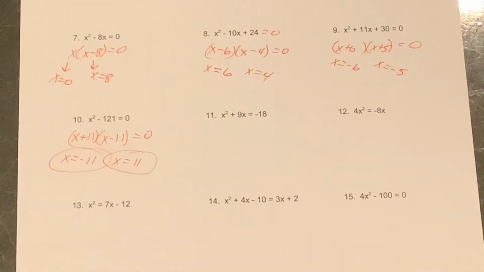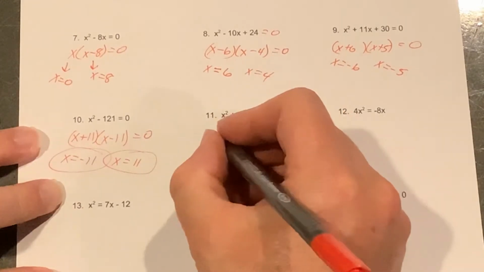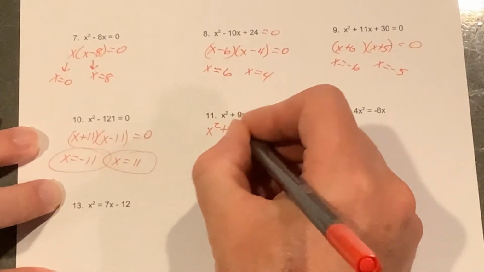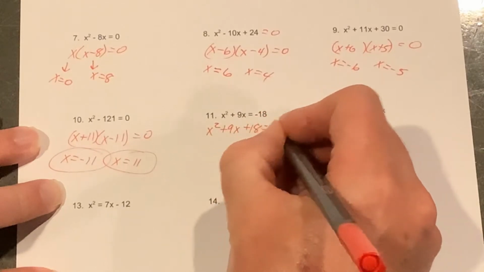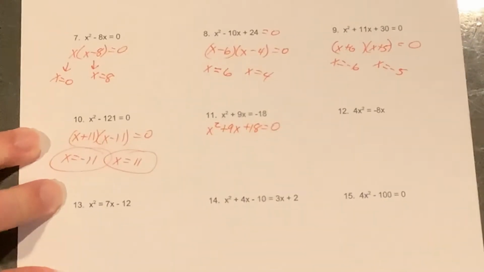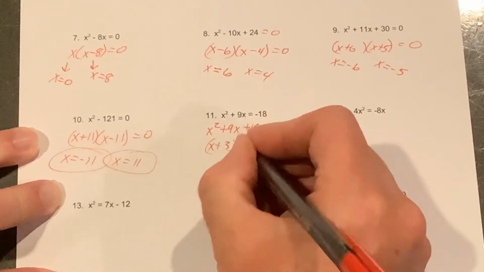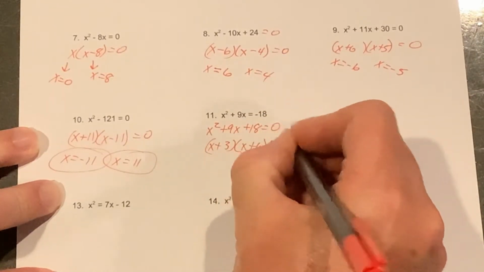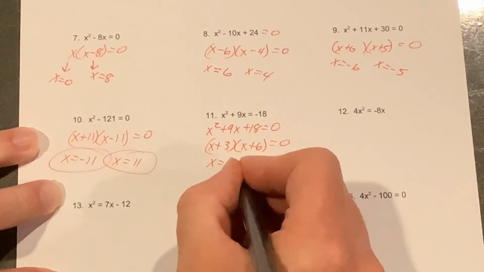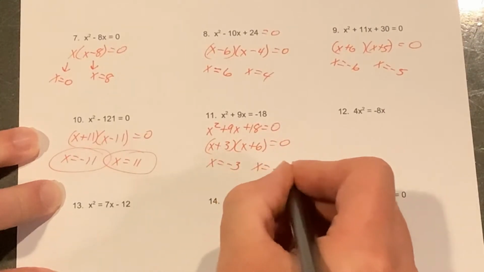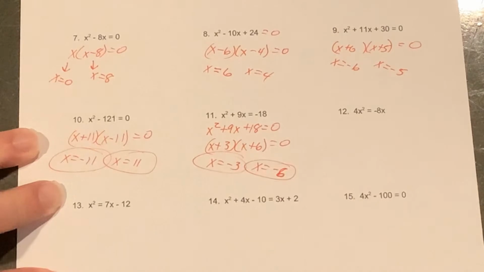Okay, 11, 12. We don't have it set equal to 0, so the zero product property wouldn't work. So in order to set it equal to 0, we're just going to manipulate the equation by moving things to the left. On number 11, I'm going to add 18, so I get x squared plus 9x plus 18 equals 0. Now it's ready to use the zero product property, so I can factor this to be x plus 3 and x plus 6 equals 0. So then x equals -3 and x equals -6. Those are my 2 answers.